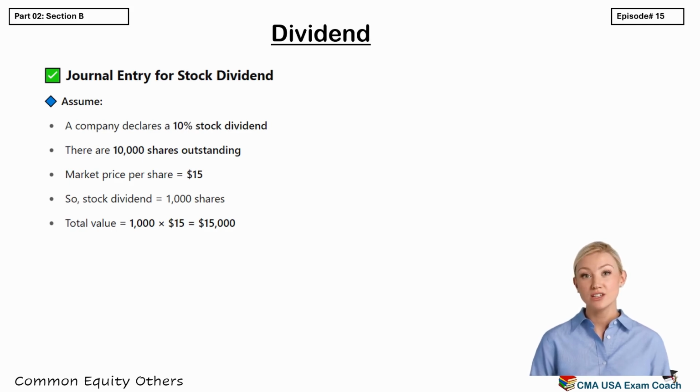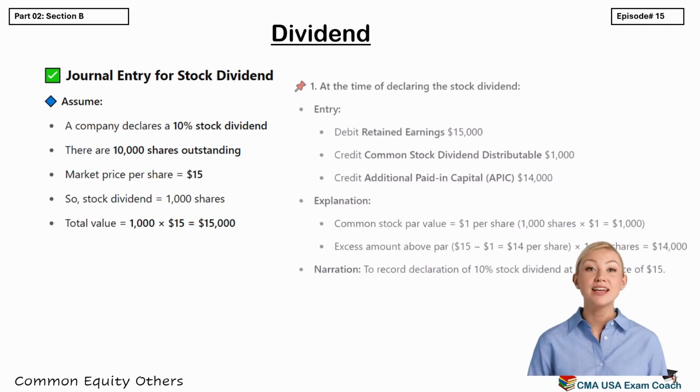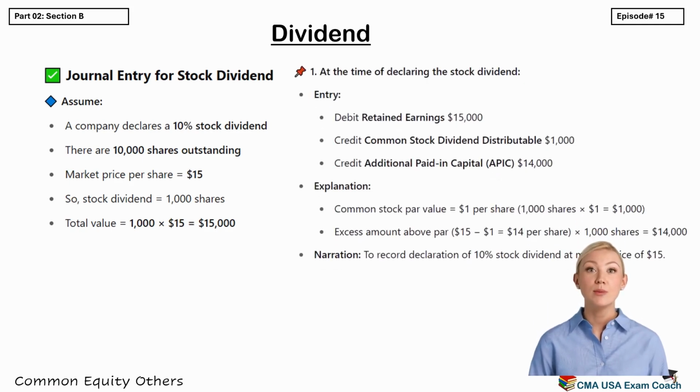At the time of declaration, the company will debit retained earnings by $15,000. It will credit common stock dividend distributable by $1,000, which represents the par value of the 1,000 new shares to be issued. Let's assume the par value per share is $1. The remaining amount, which is $14,000, is credited to additional paid-in capital, or APIC. This represents the excess of the market value over the par value. This entry reflects the reduction in retained earnings and the commitment to issue new shares.